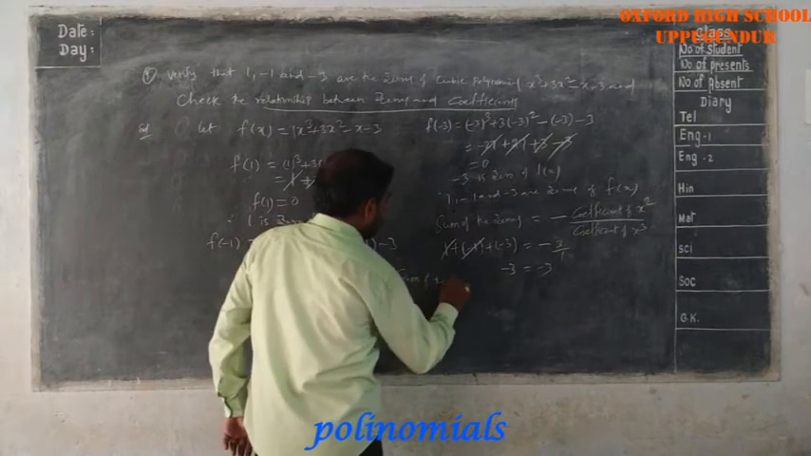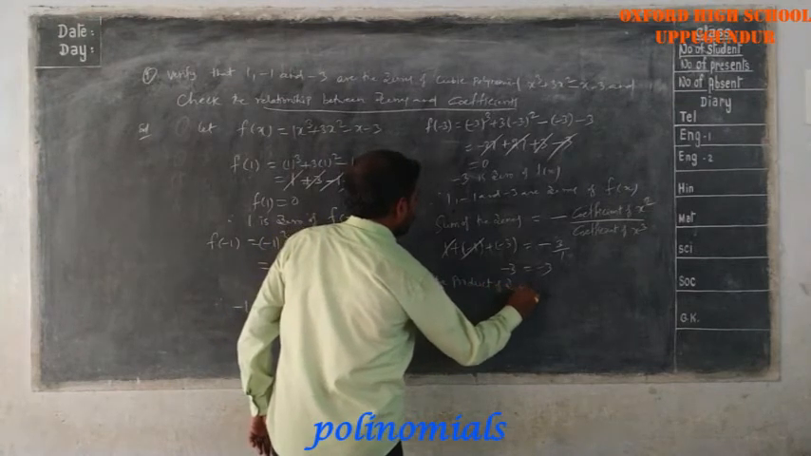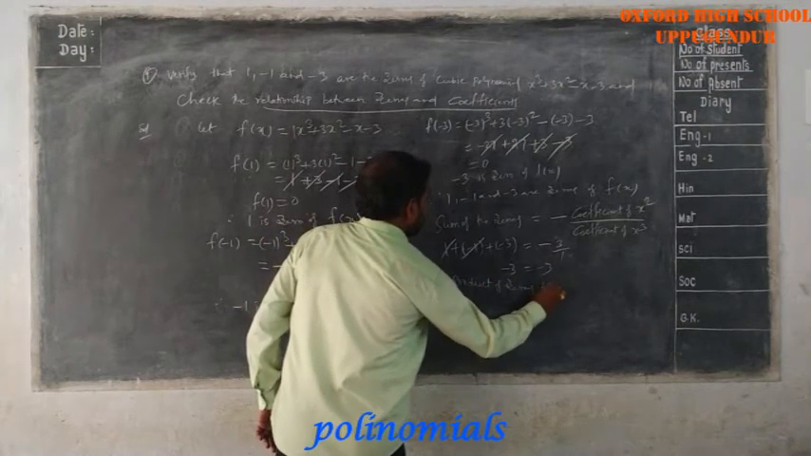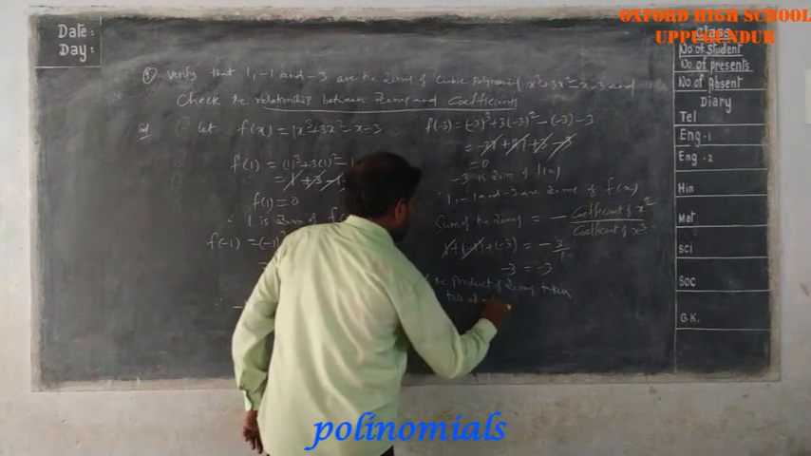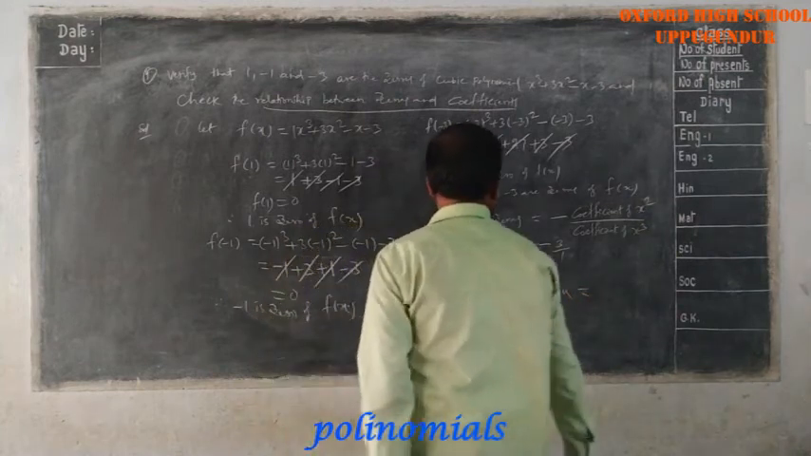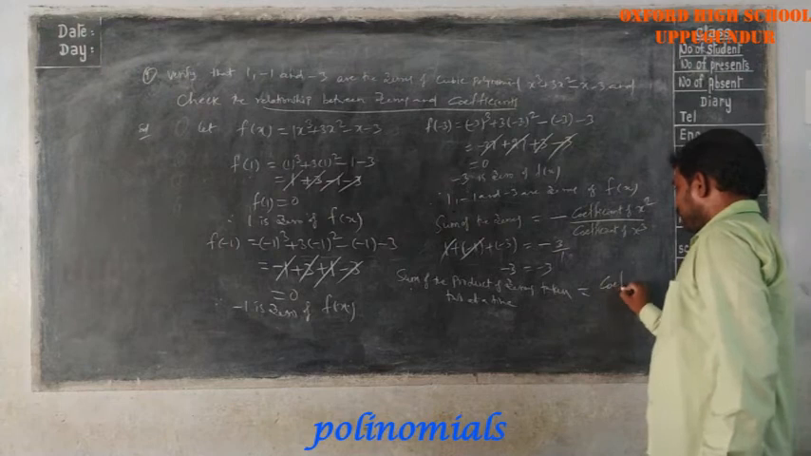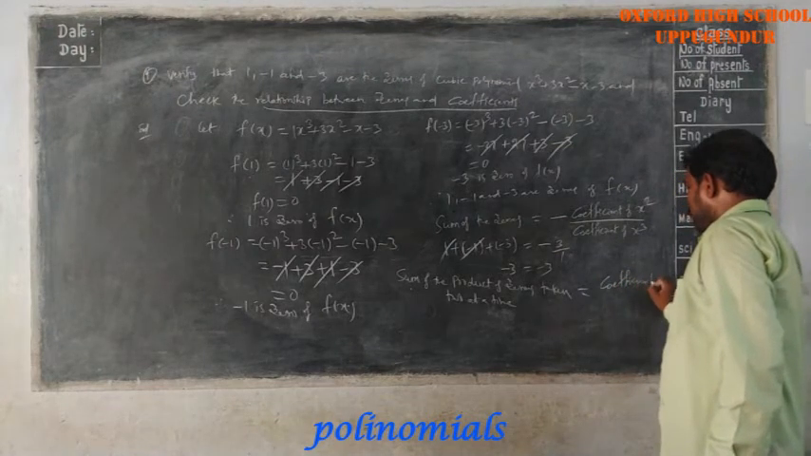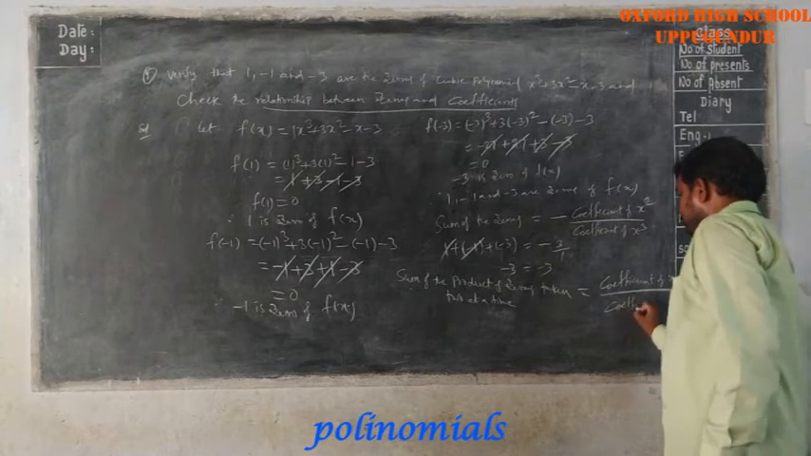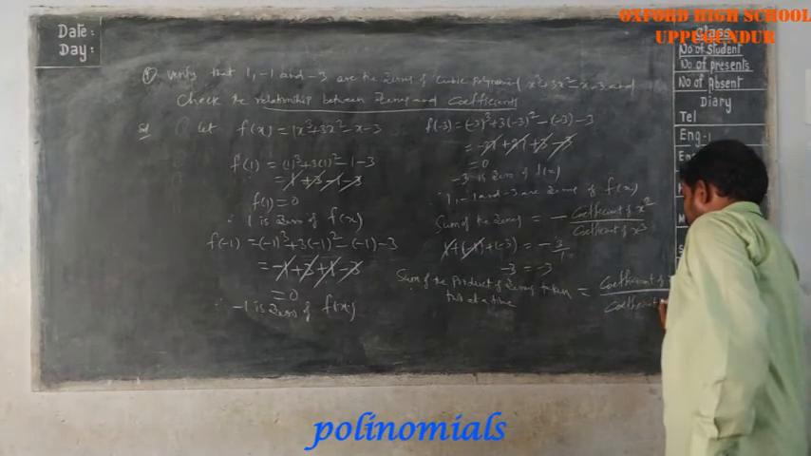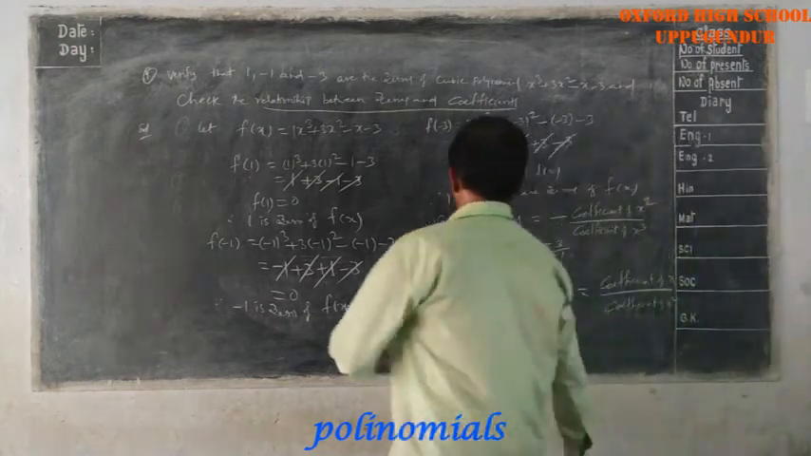Sum of the product of zeros taken 2 at a time equal to, for this what is the formula you have? Coefficient of x by coefficient of x square. Product of zeros taken 2 at a time.